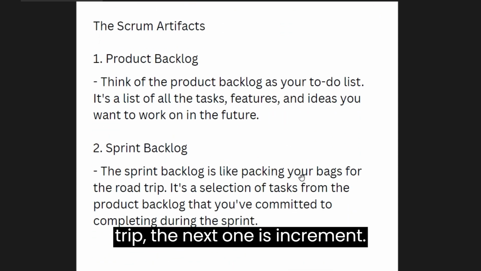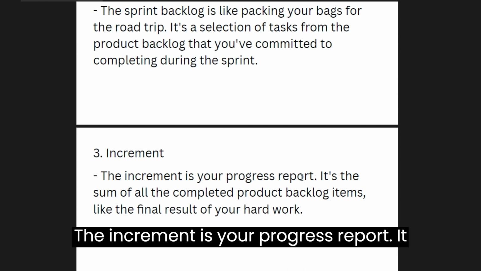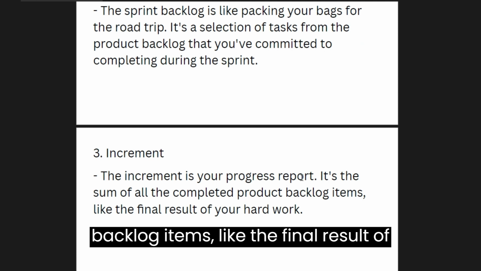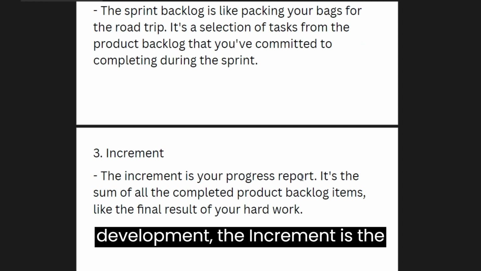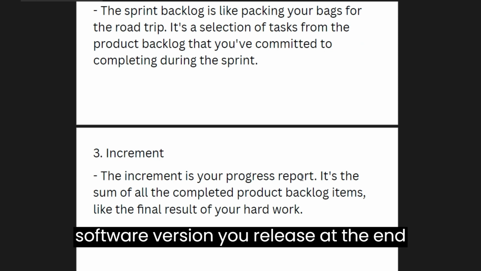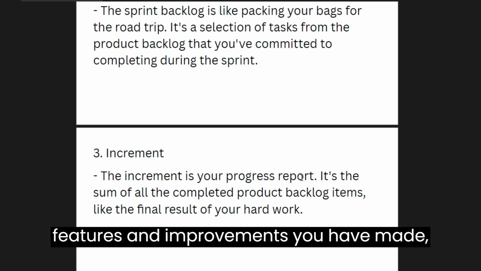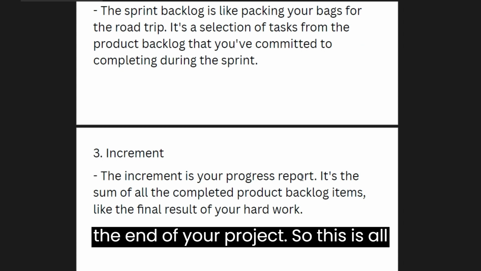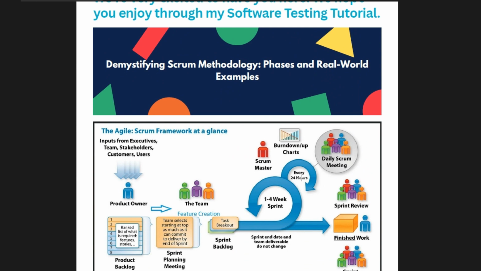The next one is increment. The increment is your progress report. It is the sum of all the completed product backlog items, like the final result of your hard work. So in software development, the increment is the software version you release at the end of a sprint. It includes all the new features and improvements you have made, similar to the final polished product at the end of your project. So this is all about Scrum methodology.